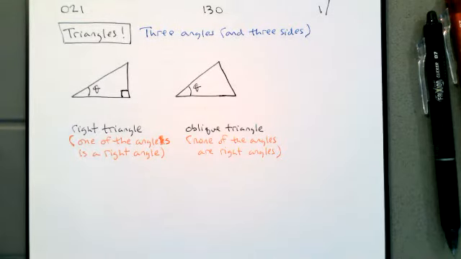Today we want to start looking at the trigonometric functions, and we're going to introduce them using triangles. In particular, we're going to look at right triangles. A right triangle is a triangle in which one of the angles is a right angle. If we don't have a right angle in a triangle, then we call it an oblique triangle.